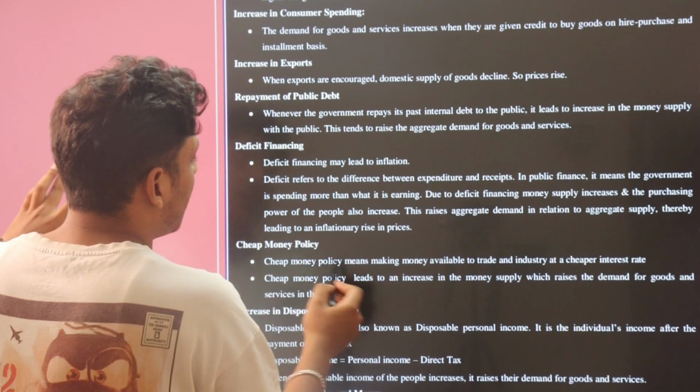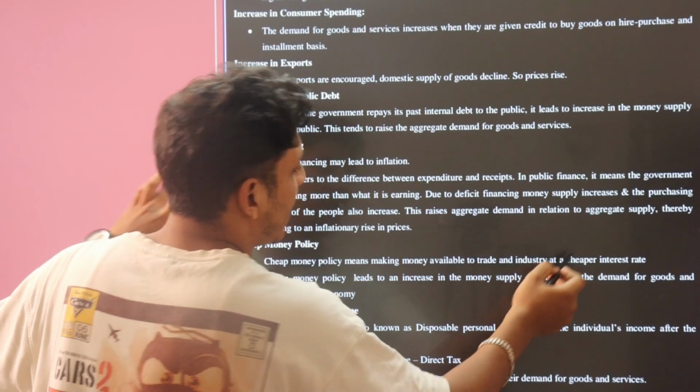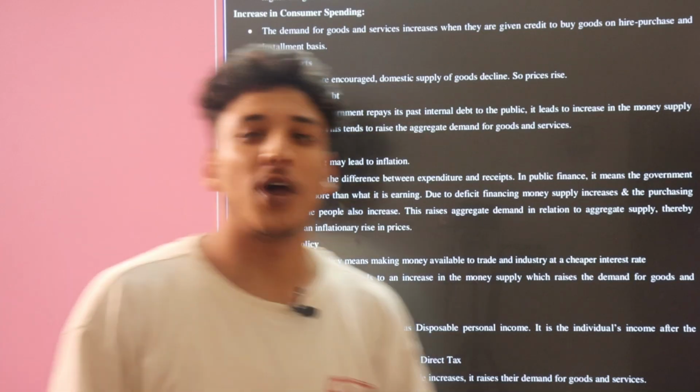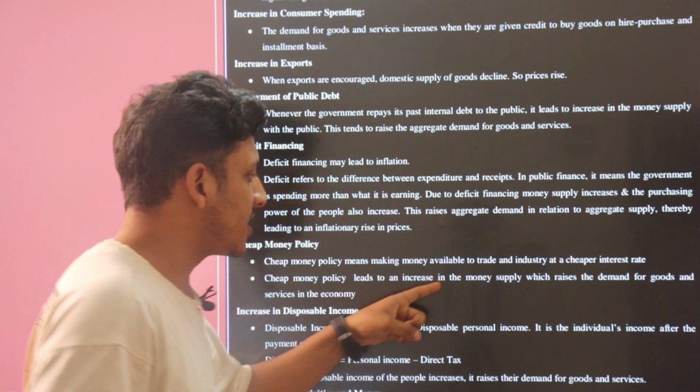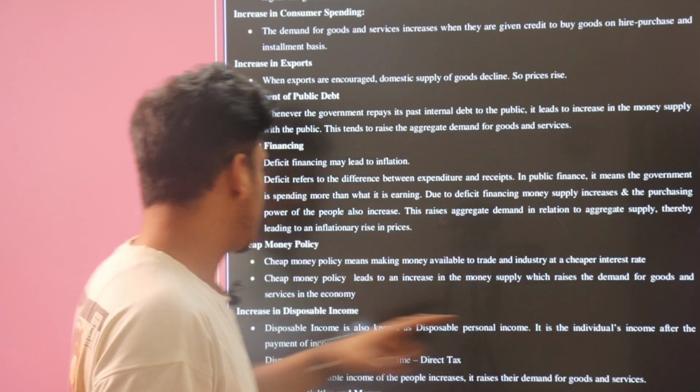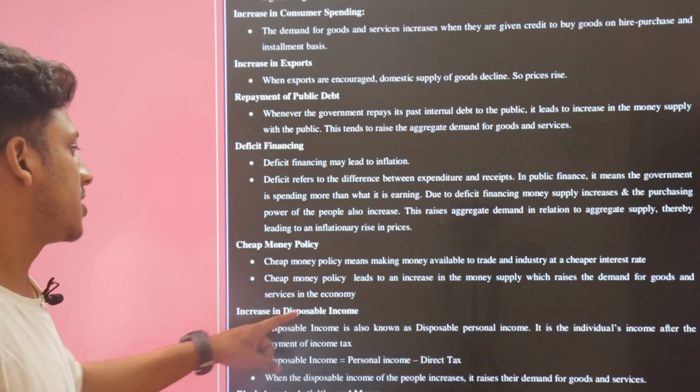Cheap money policy. Cheap money policy means making money available to trade and industry at a cheap rate. It means the government provides loans at very low interest to companies, and companies want their own profit and don't pass the benefit on to customers. Cheap money policy leads to an increase in the money supply, which raises the demand for goods and services in the economy.